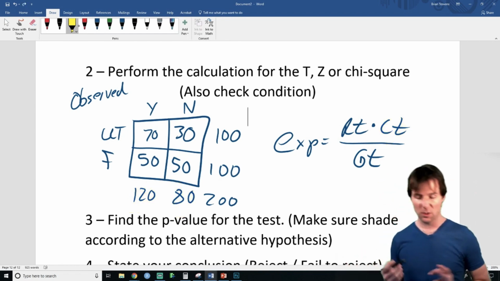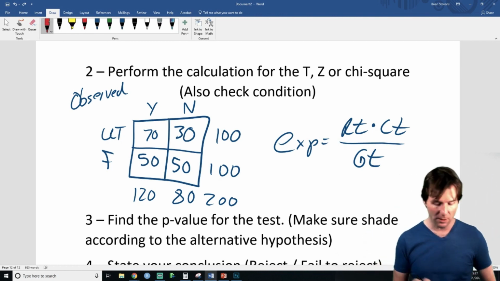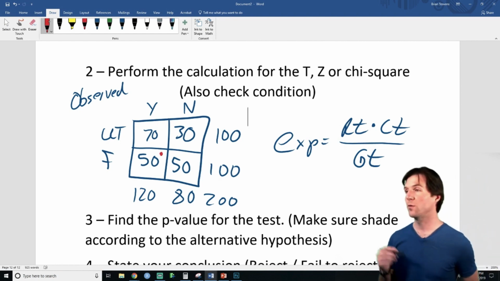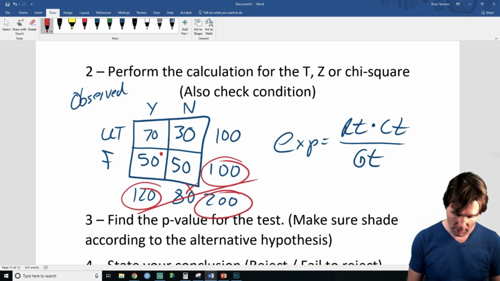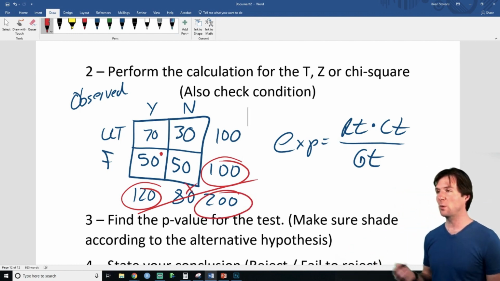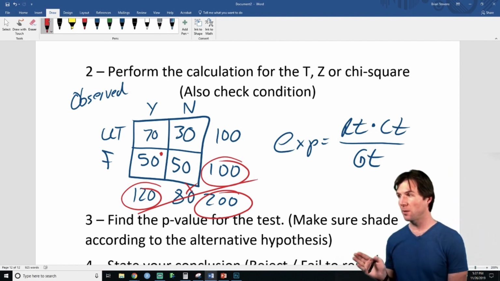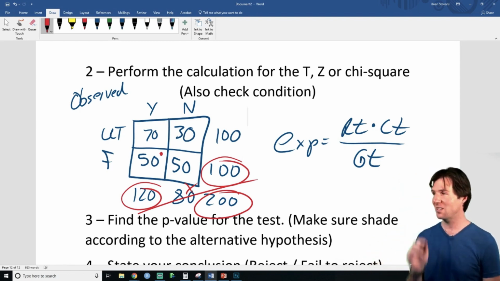Whenever you're finding an expected value, I want you to do this. This is my favorite way to solve it on the test. Take your pen and say, okay, they want me to solve for the expected one right here. If we're solving for Florida, yes, you take the row total times the column total over the grand total. And do you know what you just did? You wrote the equation. In that cell it is going to be 100 times 120 over 200. That will be the expected value for that cell.